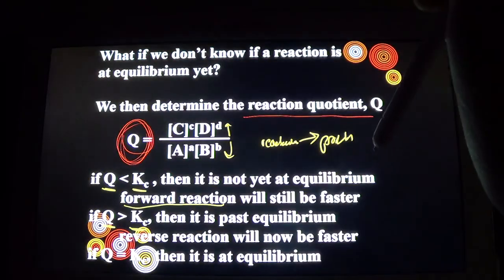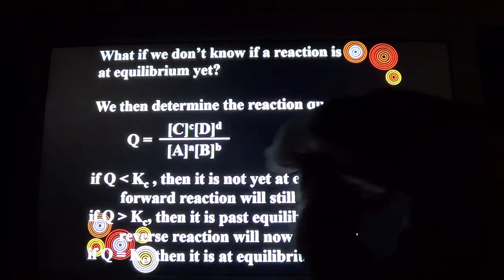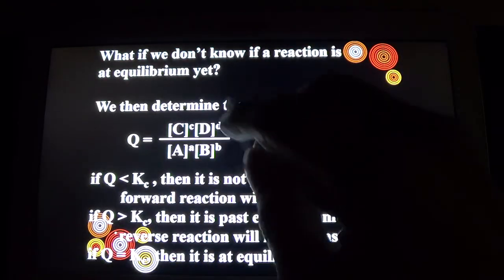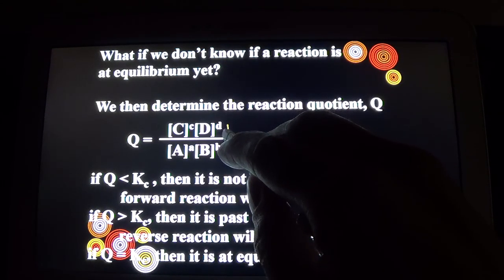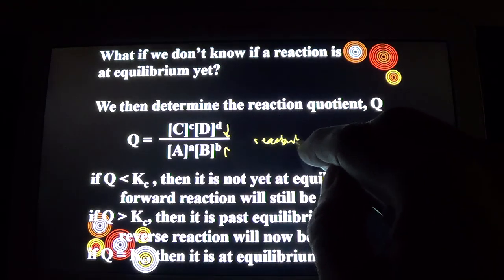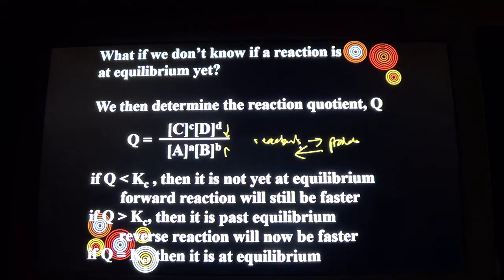If Q is greater than K, then we have the fact that our numerator is too big and our denominator is too small, so I need less products and I need more reactants, which means when we look at our reaction of reactants to products, the rate of the reverse reaction will go faster than the forward reaction in order to get to equilibrium. Everything in the world is tending towards equilibrium in terms of chemistry.